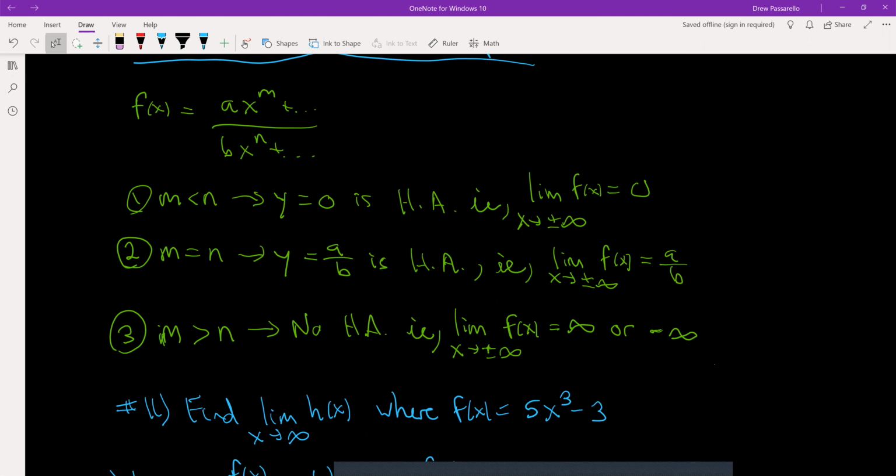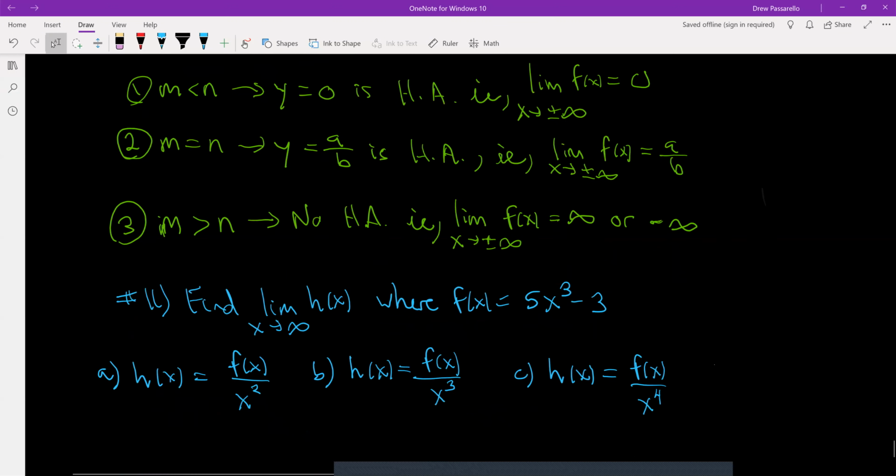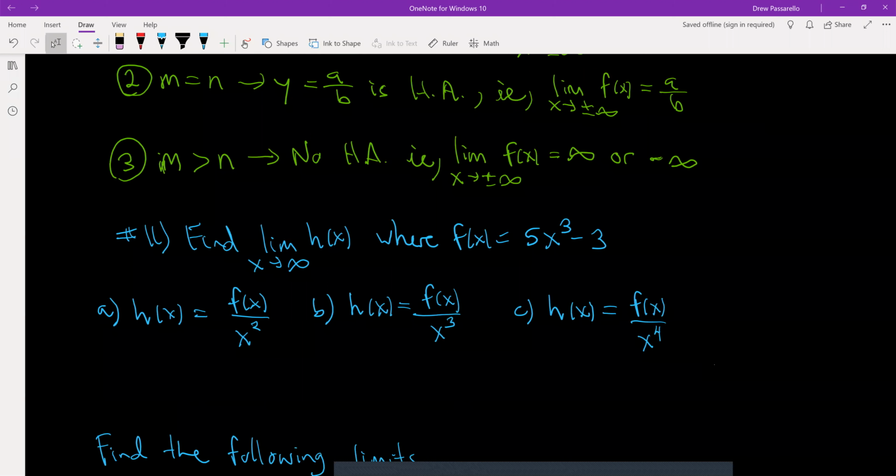If the degree in the numerator is more than the degree in the denominator, then there's no horizontal asymptote. It's not bounded by some finite value, which means that the infinite limit could be infinity or it could be negative infinity since it's unbounded. All right, so that's going to be crucial. I'll be referencing this in the examples. And so I'm going to start out with example 11.